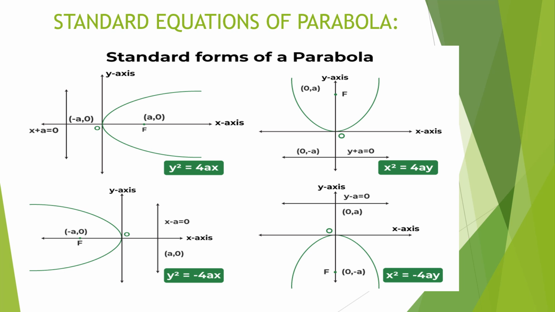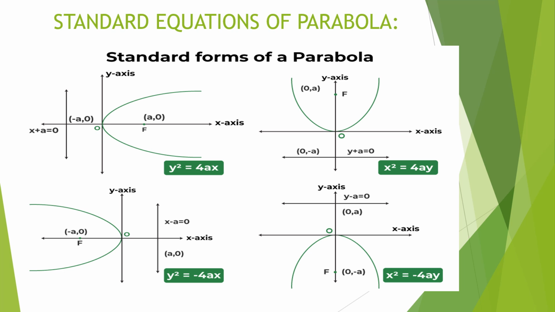Now there are 4 standard forms of a parabola. Understand this properly. In the first case, suppose the parabola is formed on the right side, that means facing towards the right side, then the equation of that parabola will be y square is equal to 4ax. Now in all our forms, we assume that the point O is the origin and the focus is at a distance a from the point O or the origin.